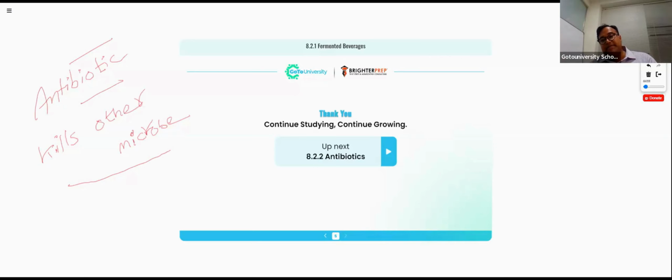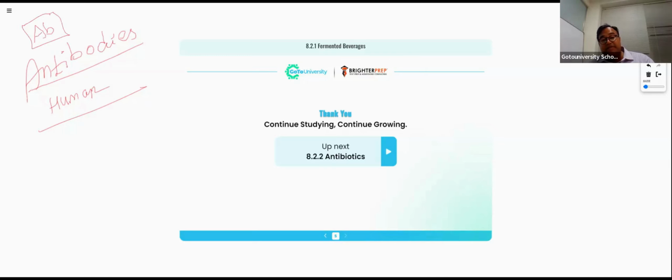Enough. This antibiotic is totally different from antibody. Many people are getting confused. Antibiotic is not formed by human beings. Only antibodies are formed by human beings. You know very well that antibodies formed by human beings are basically of many varieties, in the sense that we represent antibody with the symbol capital A small b.